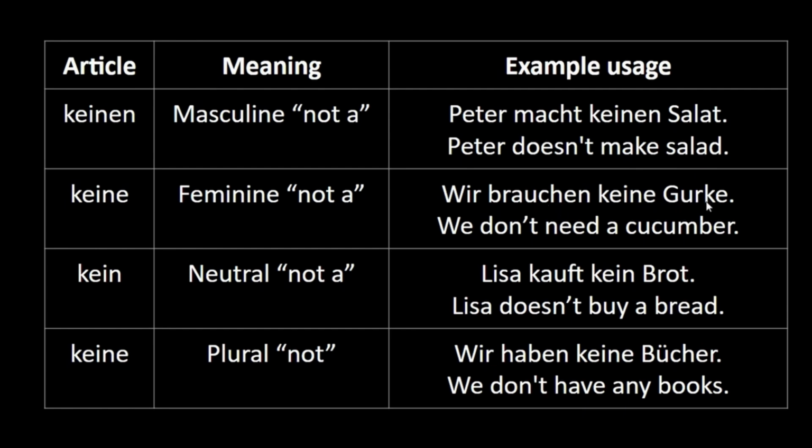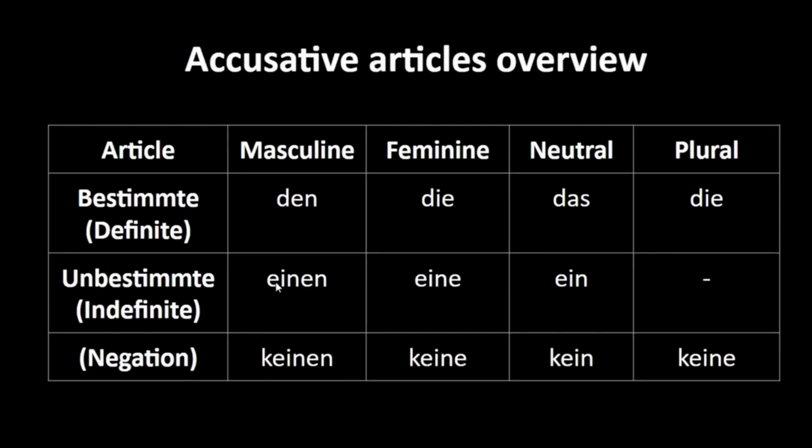Keine is feminine not a. Wir brauchen keine Gurke. We don't need a cucumber. Kein means neutral not a. Lisa kauft kein Brot. Lisa doesn't buy a bread. Finally, keine means plural not. Wir haben keine Bücher. We don't have any books. So, the way to remember the Negationsartikel in accusative is keinen, keine, kein, keine.